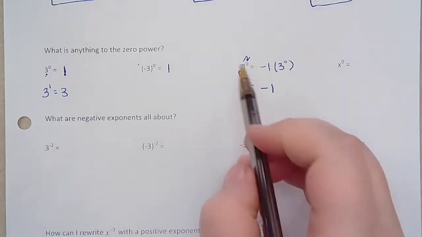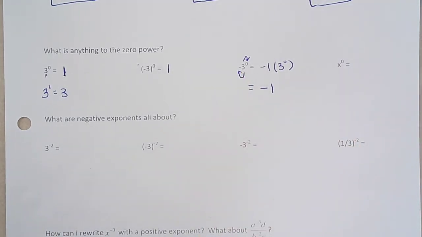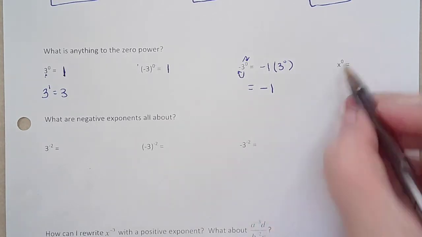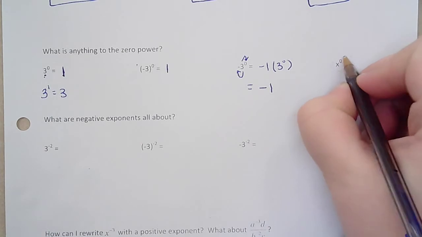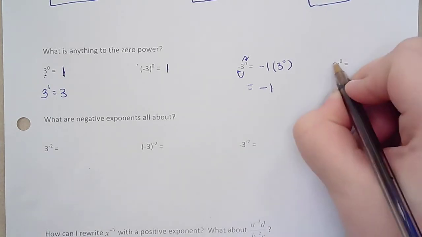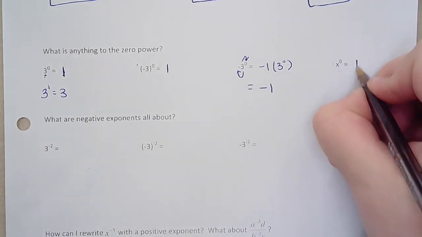But notice this only happens one time because our pattern continues with variables. Anything to the 0 that is not a negative, it doesn't cause any problems, still becomes a 1.